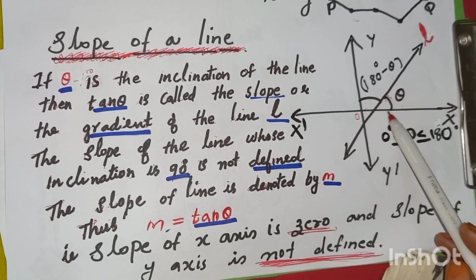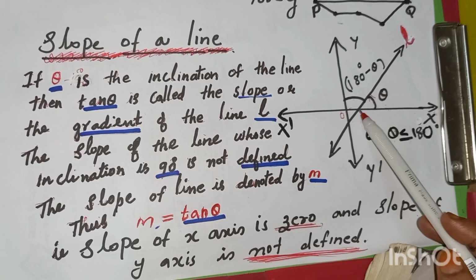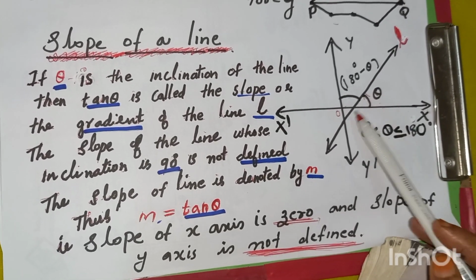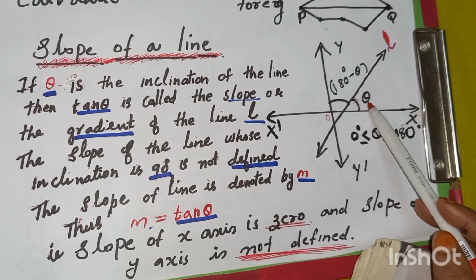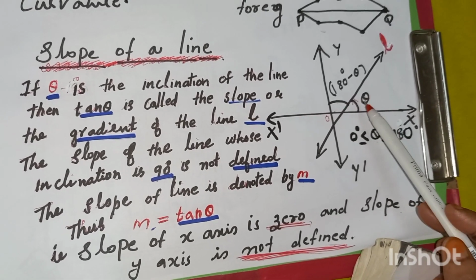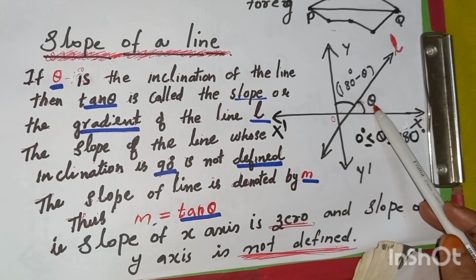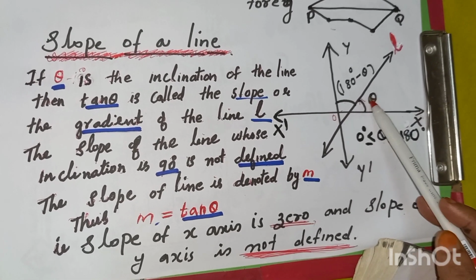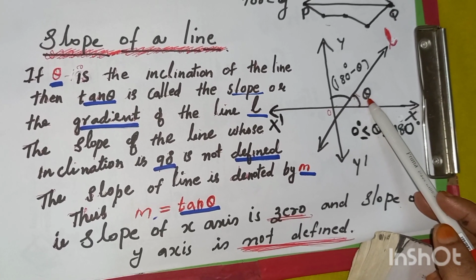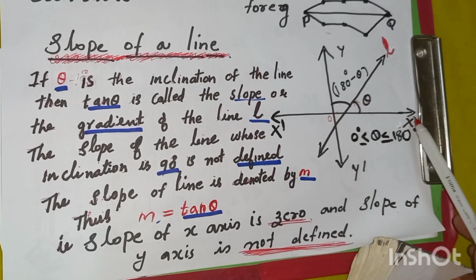Then slope. What do you mean by slope of a line? If theta is the angle of inclination of the line, then tan theta we can say is the slope of the line, or gradient of the line. So this theta is called the inclination of the line, and tan theta is called the slope or gradient of the line, isn't it?